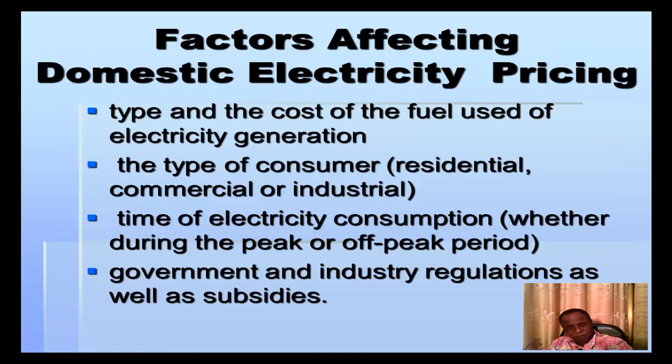Now, if we then go on to look at the factors affecting domestic electricity pricing, number one, as I've said already at the global level, is the type and the cost of fuel used for electricity generation. If you're using a lot more fossil fuel, then your price is going to be higher, because fossil fuels by definition are more expensive than hydro. Renewables are a different kettle of fish, but between fossil fuels and hydro, of course there's also nuclear.